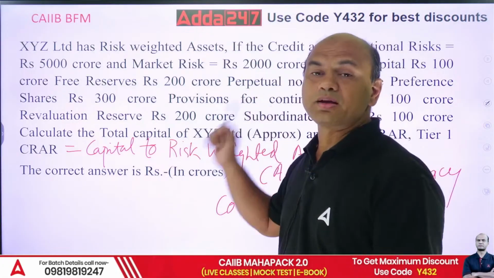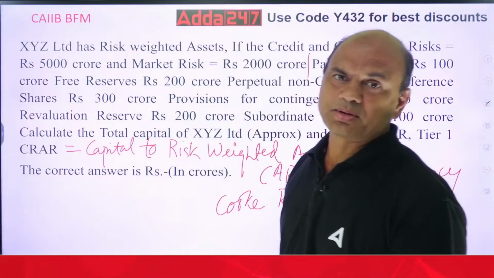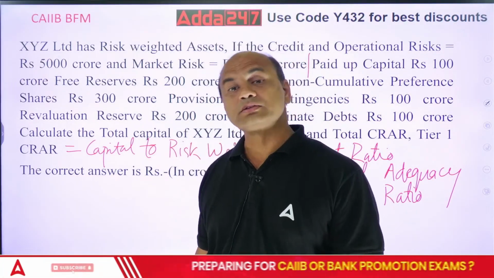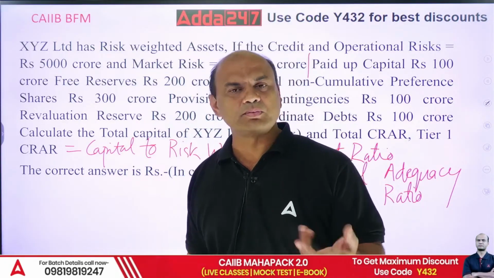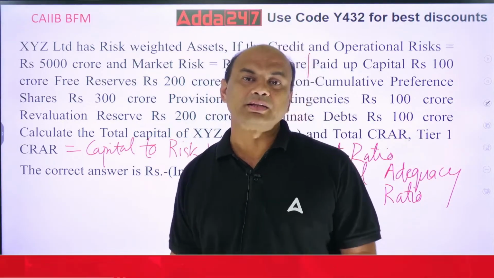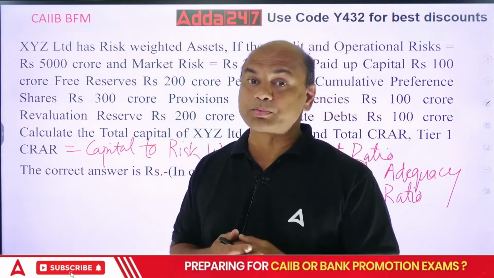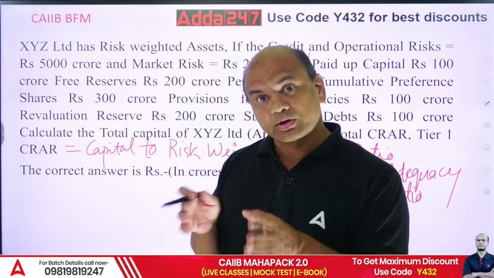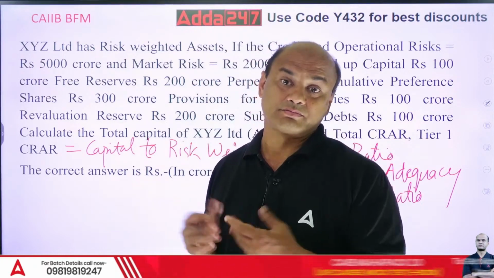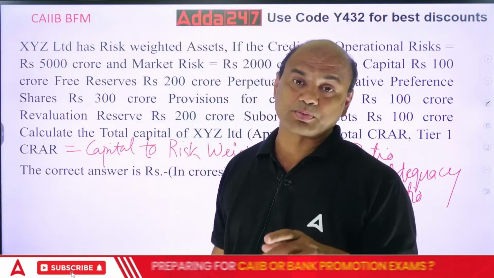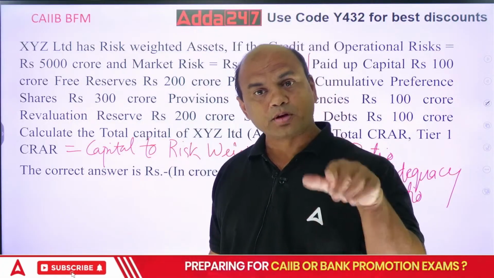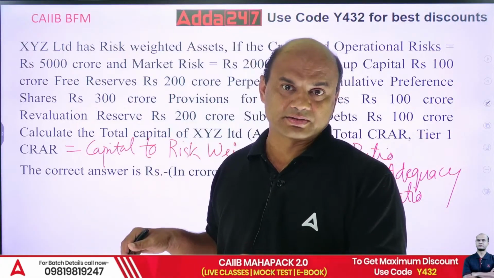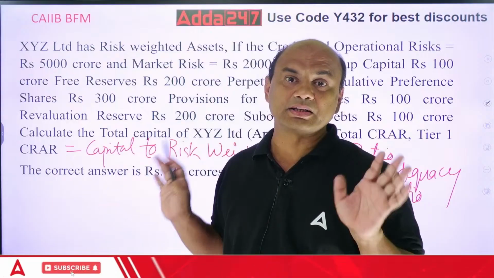So now what is Tier 1 capital? Tier 1 capital is known as free capital, going concern. What do you mean by going concern? Going concern means that capital which is able to absorb the losses without causing the bankruptcy of the bank. Understand this sentence properly. Absorb the losses without causing the bankruptcy or liquidity crunch in the bank. That is basically Tier 1.